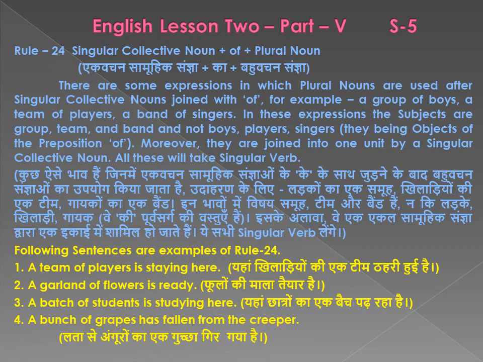In these expressions, the subjects are group, team, and band, and not boys, players, singers, they being objects of the preposition of. Moreover, they are joined into one unit by a singular collective noun. All these will take a singular verb. So, the following sentences are examples of Rule 24. Example number 1, a team of players is staying here. A garland of flowers is ready. A batch of students is studying here. A bunch of grapes has fallen from the creeper.